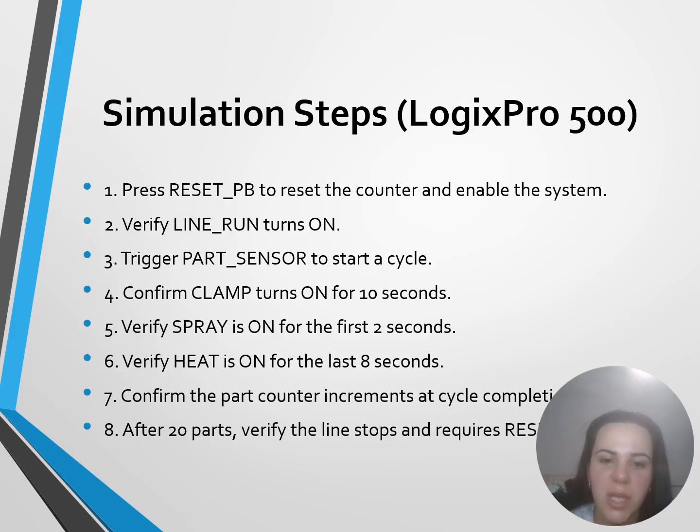For the simulation steps, here you see that as mentioned in the figures below, the process that it followed was the reset button, then it moves to the line run where it turns on, then it triggers the part sensor of the cycle. After it triggers the start of the cycle, you see that the clamp turns on for 10 seconds where it holds the part in place, moving for the spray on for 2 seconds and the heat for 8 seconds in order to let it dry. The part counter is confirmed that the cycle has completed, and then it moves to the next part where after 20 cycles, the line stops and it requires a reset button.